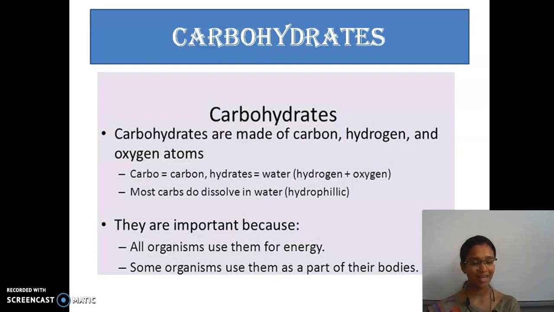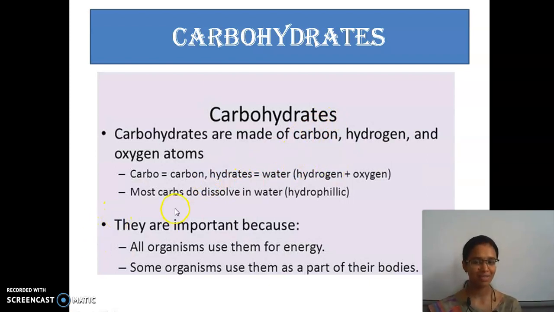Carbohydrates can also be simply called glucose. Look here: carbo means carbon, and hydrates means water. Water consists of both hydrogen and oxygen. What is the symbol of water? H2O. That is, water has 2 hydrogen and 1 oxygen. So the elements present in carbohydrates are carbon, hydrogen, and oxygen.